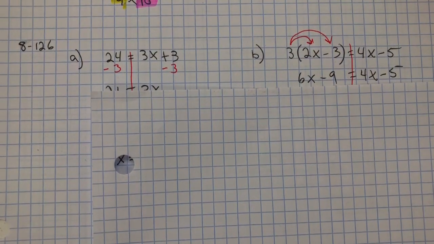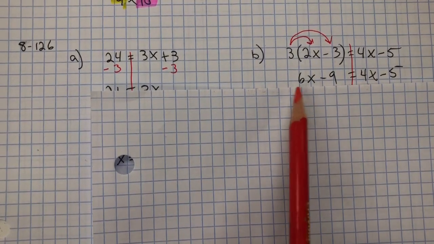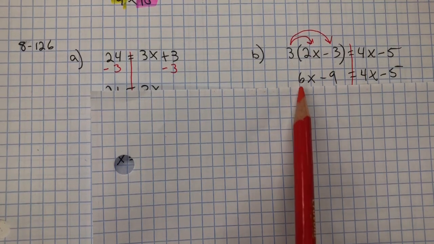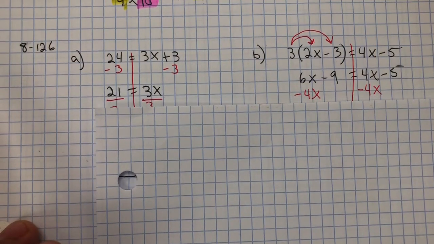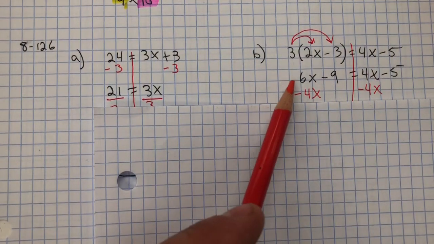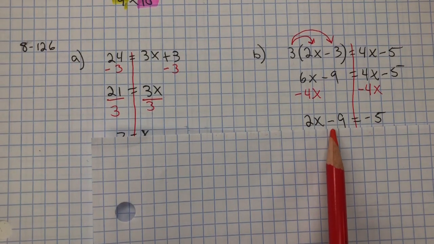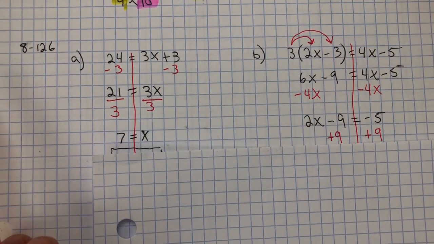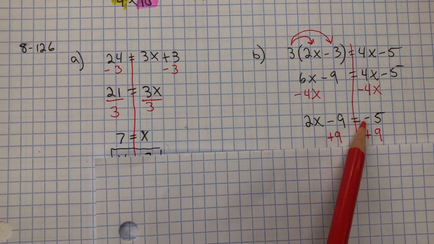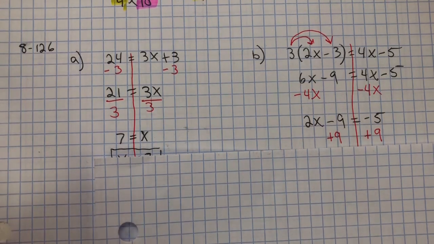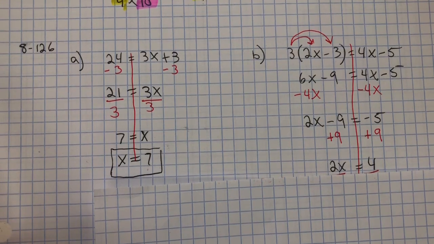Now we're just going to do a series of inverse operations. We want to get all the x's to one side, whichever side has the greater value. So there's more x's on this side, so we're going to subtract 4x from both sides. Zero pair. 6x minus 4x is 2x. Inverse property of subtraction is addition, so we're going to add 9 to both sides, creating a zero pair. Now we have negative 5 plus 9, or 9 minus 5, which equals 4.